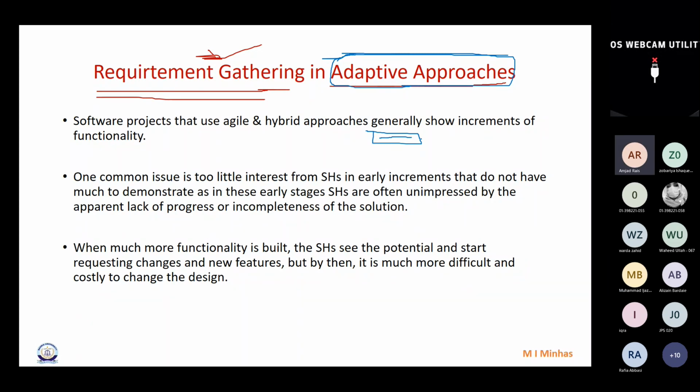Yes, it is basically iterative. So look, that is the first thing that you need to keep in mind: in case of predictive life cycle, we try to gather all the possible requirements right in the beginning. Already everything is planned, right? But in case of adaptive approaches, obviously requirements are refined during the course of the project.